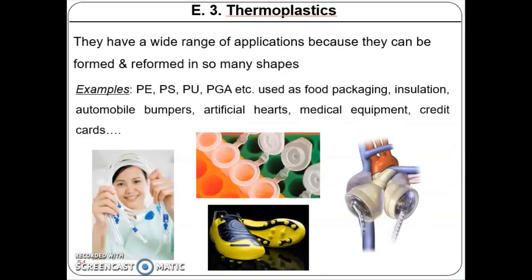These polymers are used in a wide range of applications, as they can be formed and reformed in so many shapes. Examples of these polymers are polyethylene, polystyrene, and polyurethane, which is used to form artificial hearts. We also have polyglycolic acid, which is used to make biodegradable sutures. So these thermoplastics are extremely useful.